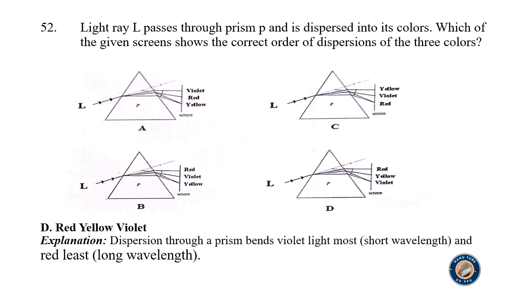The answer will be D, red, yellow and violet. Dispersion through a prism bends violet the most, with short wavelengths, and red the least, with long wavelengths.